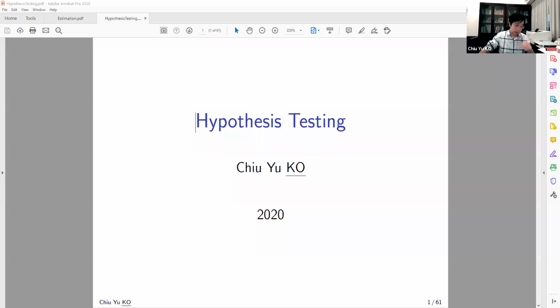So let's talk about hypothesis testing. Okay, we'll start off with a lot of terminology. This set of slides, 61 slides, is about hypothesis testing, and there's a lot of terminology there. So we'll start, at least for the first 5 to 6 pages, with some new terminology.